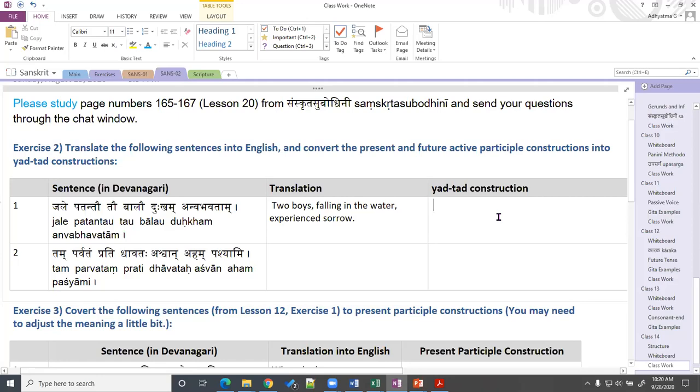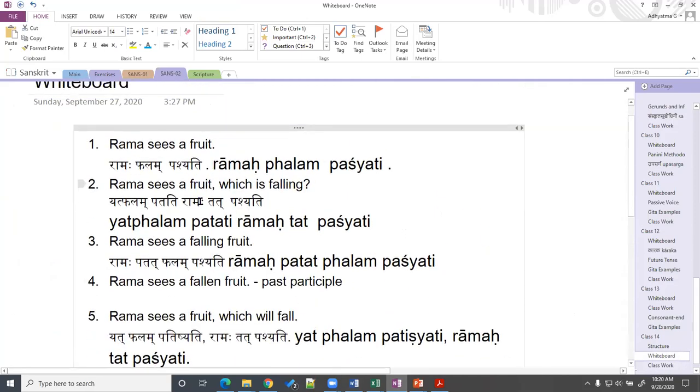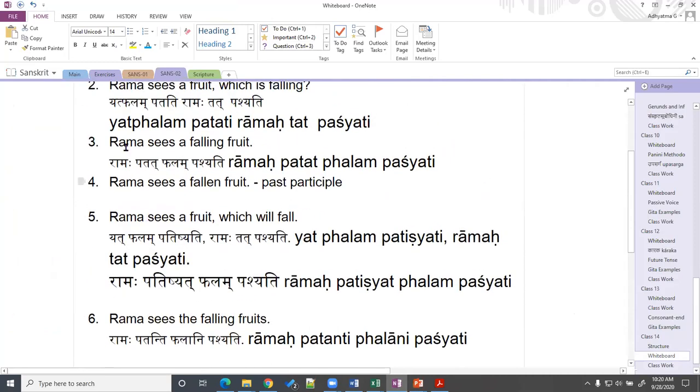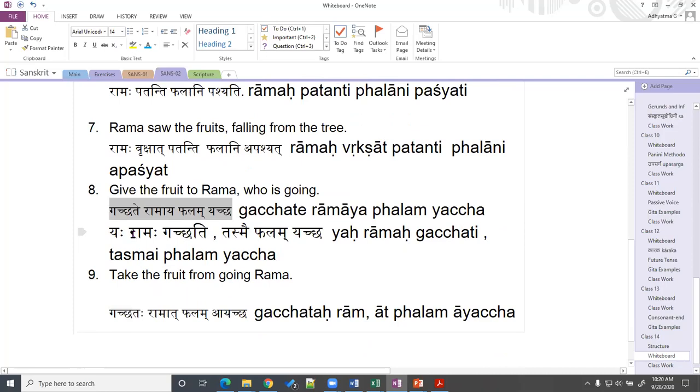Now if you look at yat-tat construction, I told you that generally you can make the sentences with yat-tat, like Rama sees a fruit which is falling. So yat phalam patati Rama tat pashyati. In some cases it makes a one-to-one matching very easily. In some cases the one-to-one matching is not very clear, or it's not elegant at all. So like this one, give the fruit to Rama who is going. So if I say yah Ramah gacchati tasmai phalam yacha, even though this sentence can be made and it's grammatically correct, there's a slight problem there.